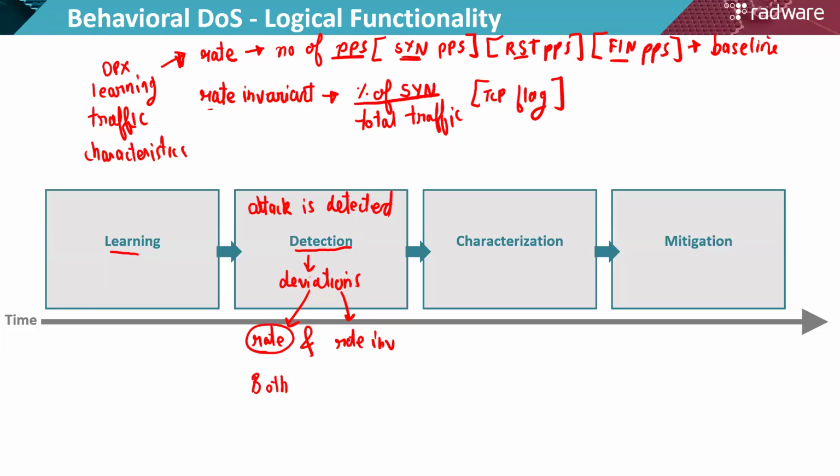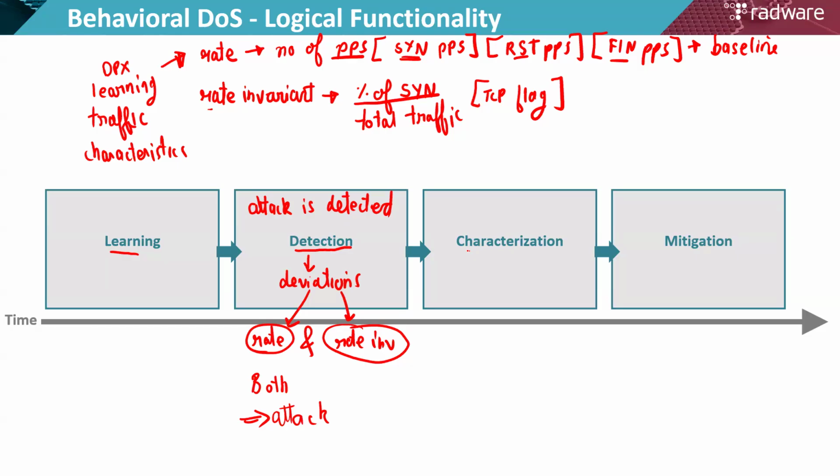Now, if both rate and rate invariant deviate from the baseline, then we characterize it as attack traffic. So this is how we detect whether an attack has started or not. How? By checking whether both the rate and rate invariant are deviating from their normal baselines. Once they both deviate, we characterize it as an attack. If only one part changes, like only the rate changes but rate invariant remains constant, we are not characterizing it as an attack. Only when both of them deviate do we consider it an attack. So let's suppose both of them deviate and we have characterized it as an attack.